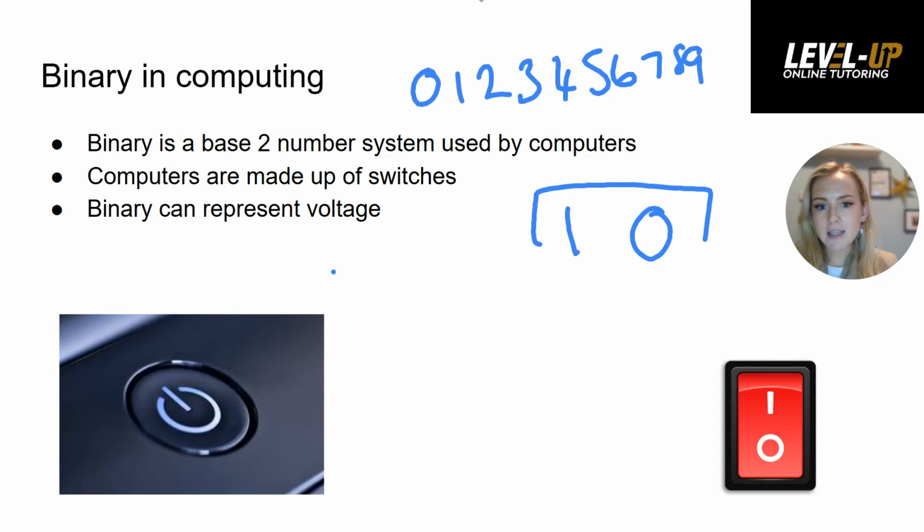Just a fun fact here. This symbol is often used as the power symbol, and you can probably see that it looks like this. However, if you break that down, it is a 0 and a 1 combined.